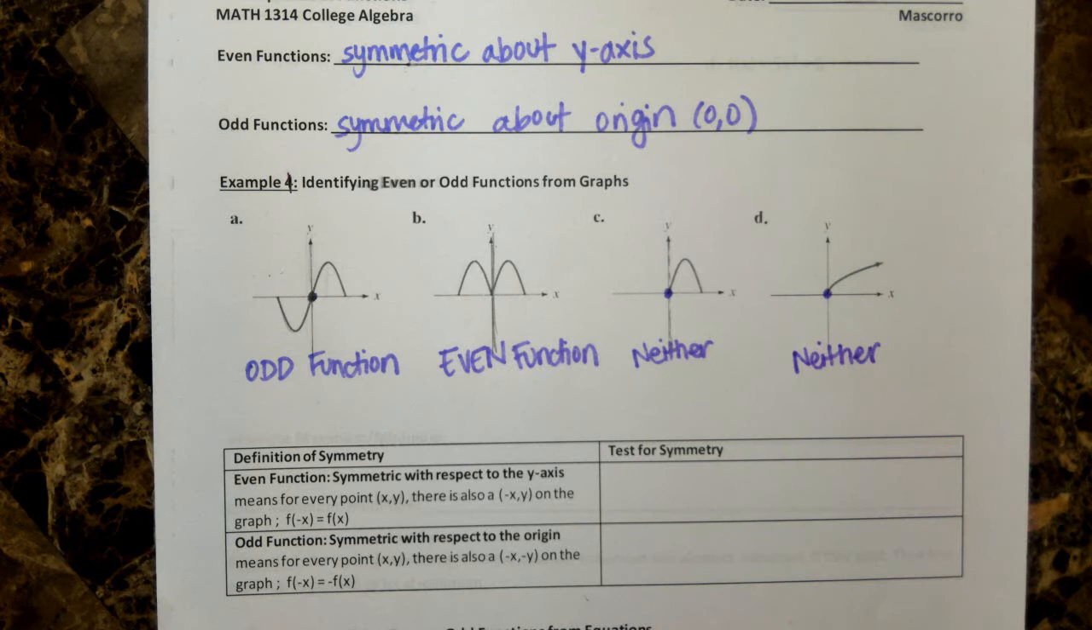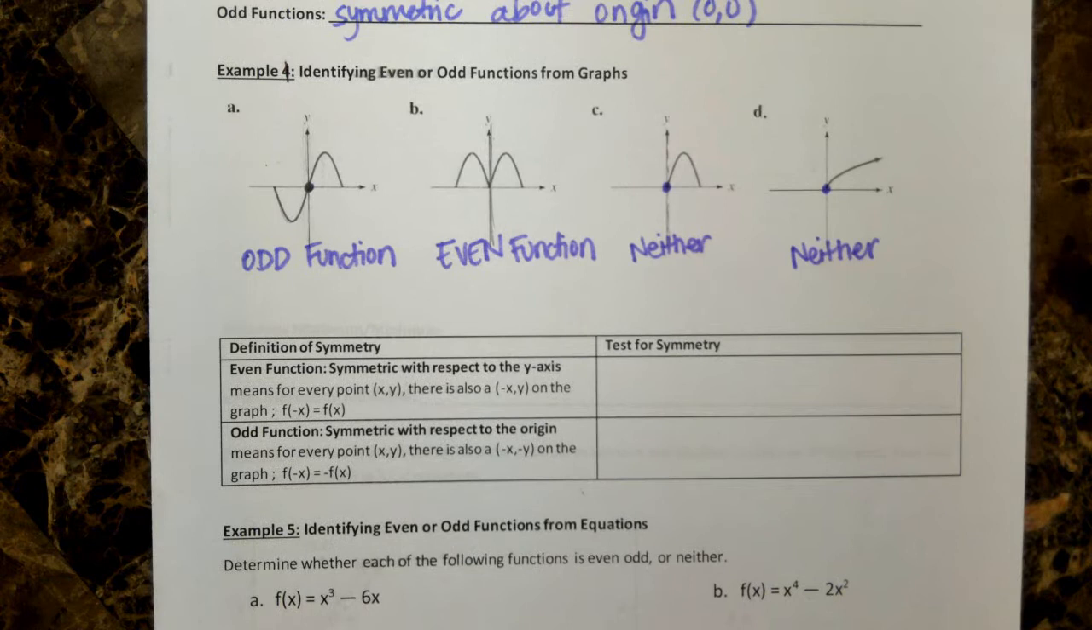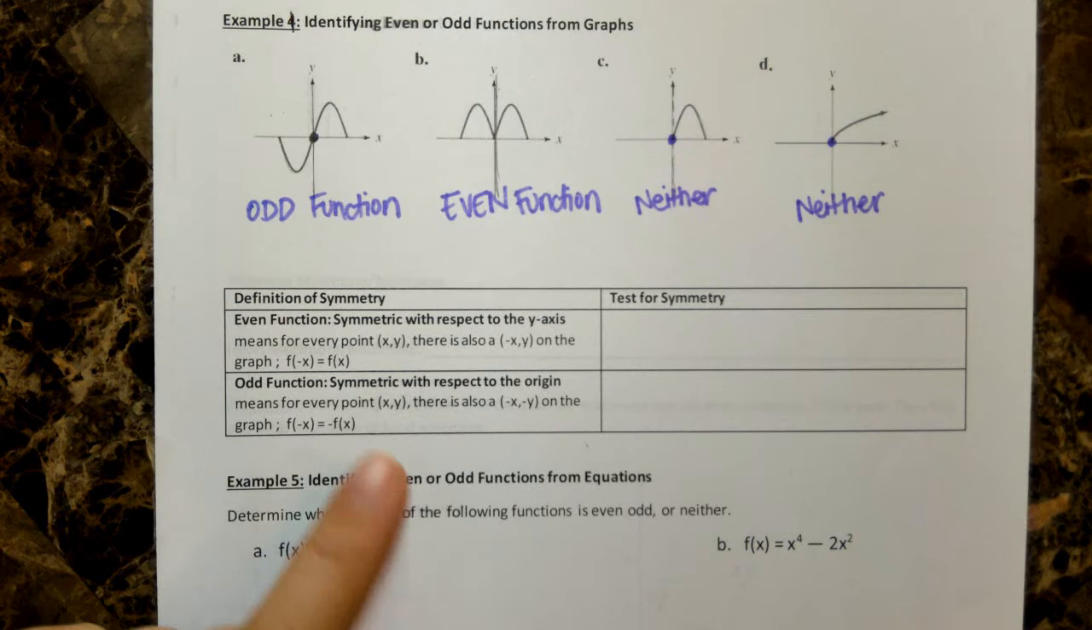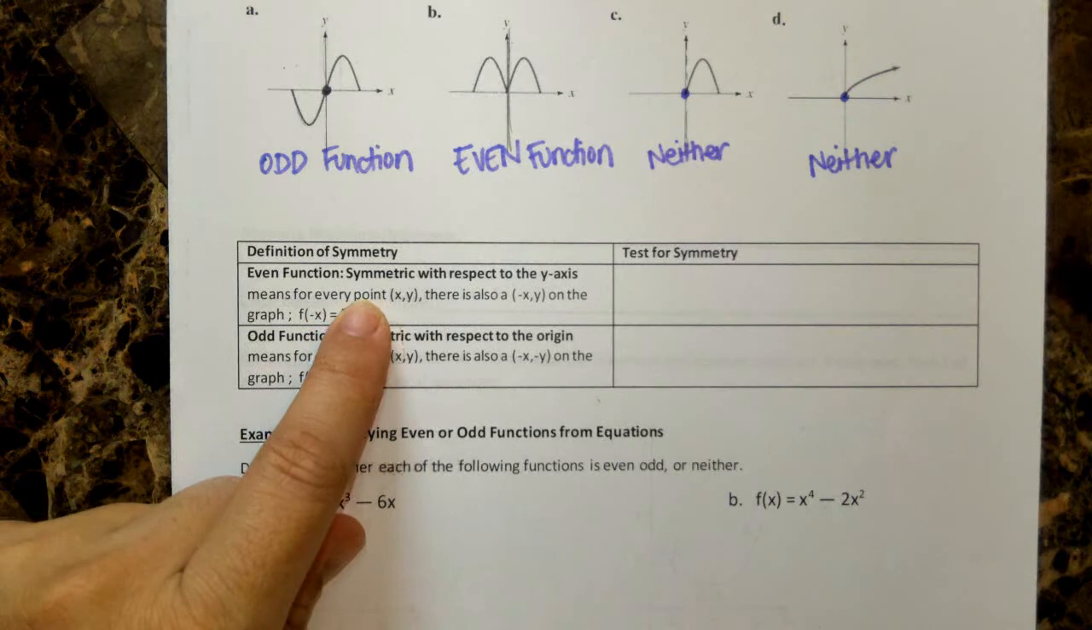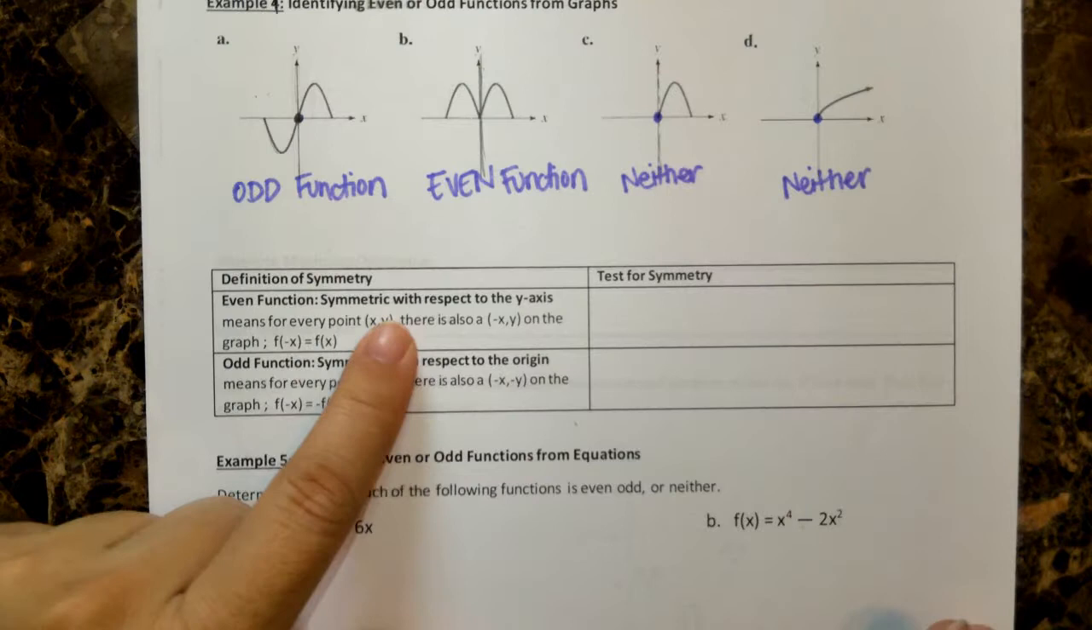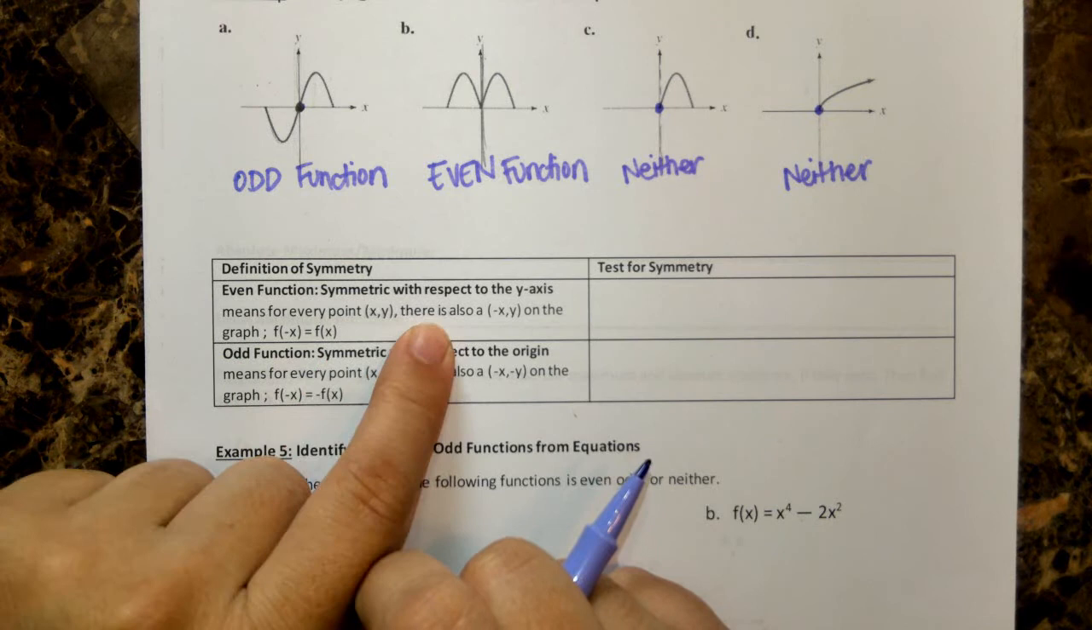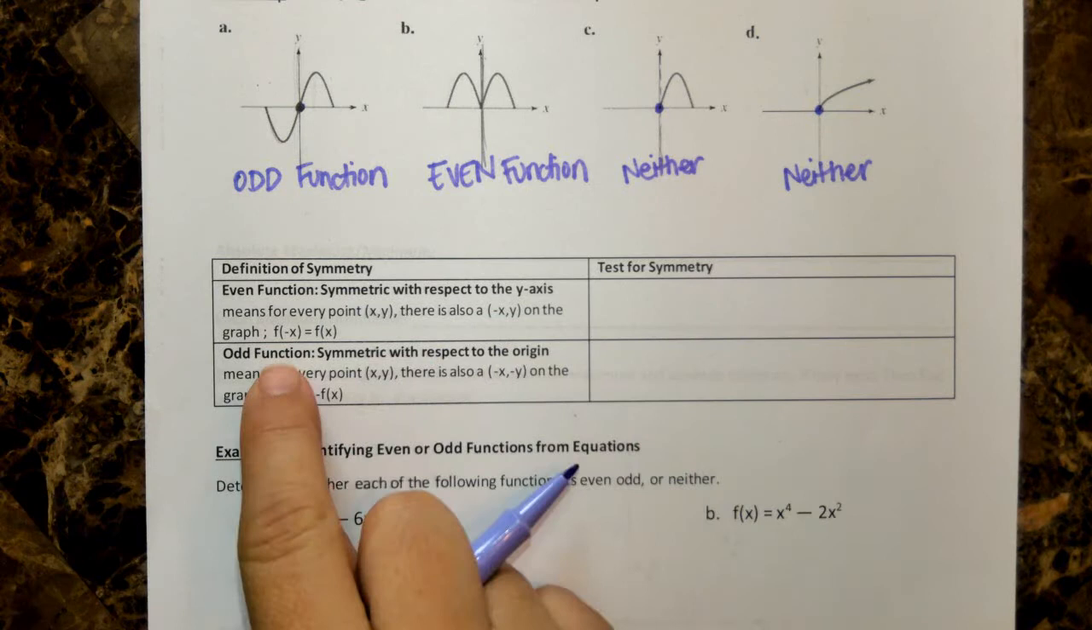Now that's just a really quick definition of what an even and odd function is, how to tell if a function's even or odd just by looking at the graph. I wanted to get a little bit more in depth about what it means to be an even function or an odd function. So an even function, and here's the formal definition: an even function is symmetric with respect to the y-axis, which is what we wrote up here. Now what does that actually mean? It means that for every point (x, y) on the graph, there's also the point (negative x, y) on the graph. And another way to say it is f of negative x equals f of x.